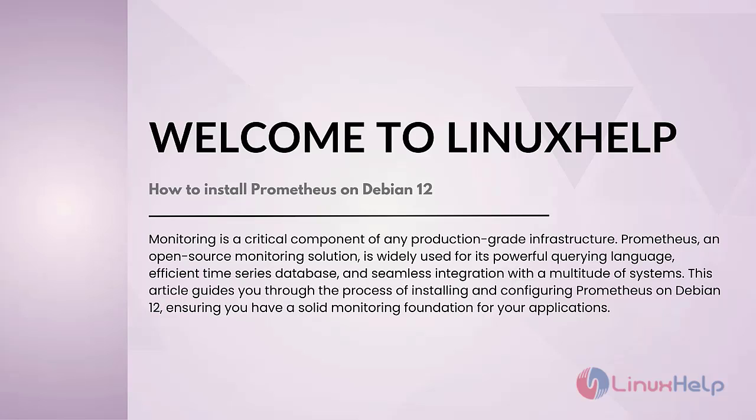Monitoring is a critical component of any production-grade infrastructure. Prometheus, an open-source monitoring solution, is widely used for its powerful querying language, efficient time series database, and seamless integration with a multitude of systems. This article guides you through the process of installing and configuring Prometheus on Debian 12, ensuring you have a solid monitoring foundation for your applications.